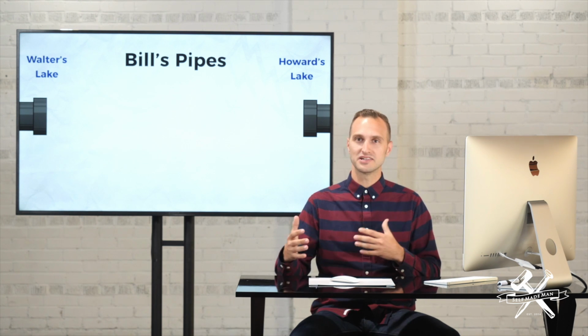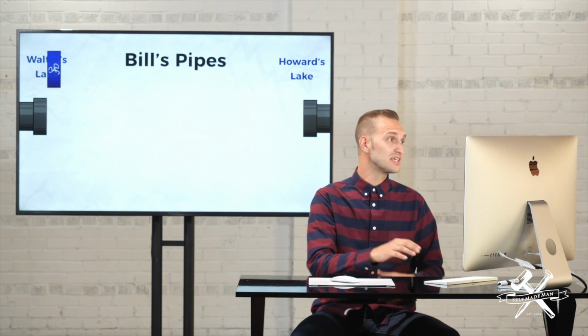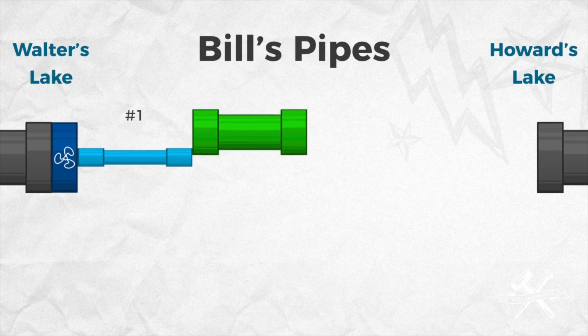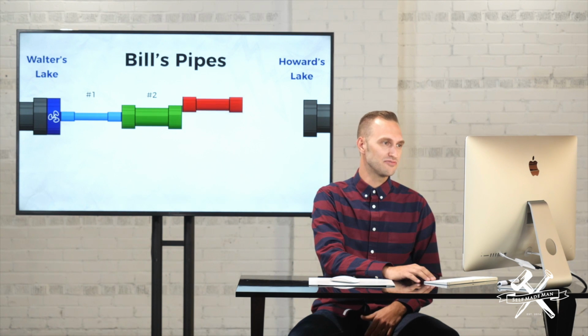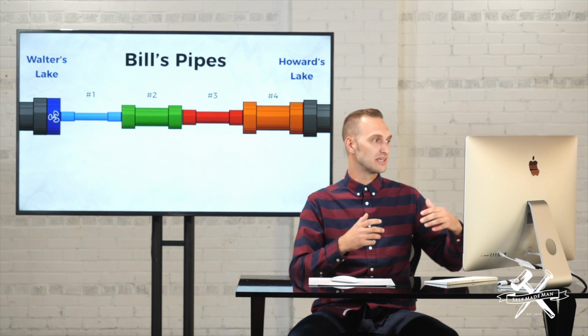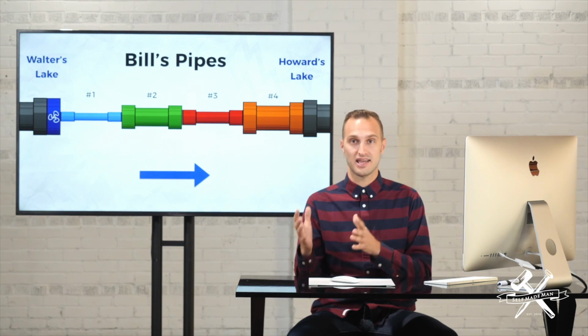So he begins looking around his ranch to see what he has available to try and make this happen. And the first thing he finds is an old pump. And as he continues to look around, he starts to find pipes. And he's got pipes of all different sizes, but he's creative and ingenious, and he gets it all pieced together to where he can turn on the pump and water begins flowing from Walter's lake to Howard's lake. And things are going really well, and he's making money from Walter and he's making money from Howard, but he realizes that things aren't flowing as quickly as he'd like.